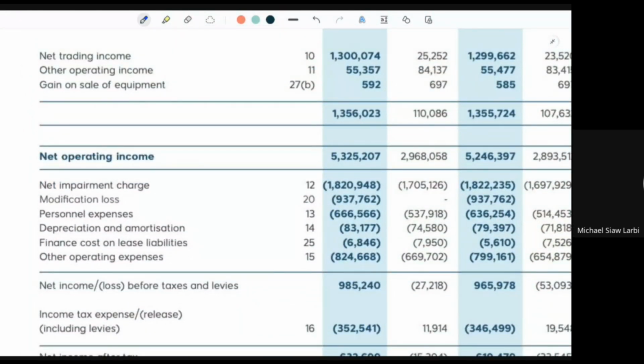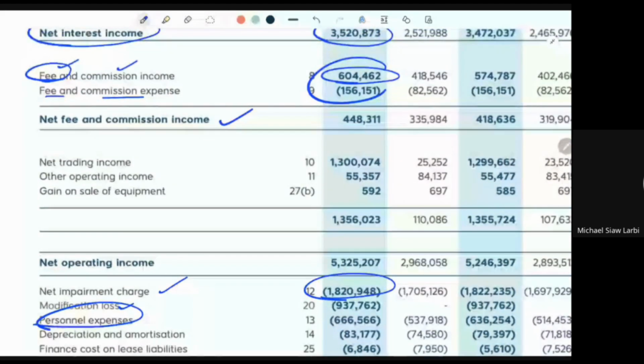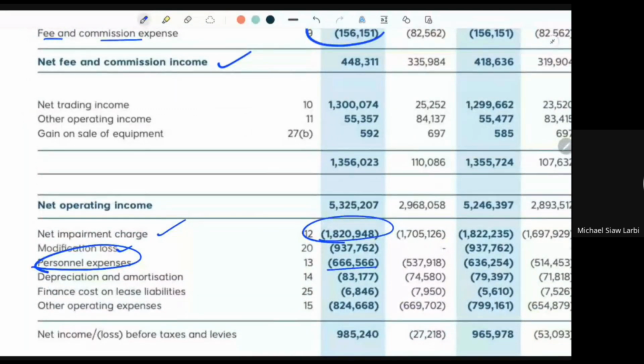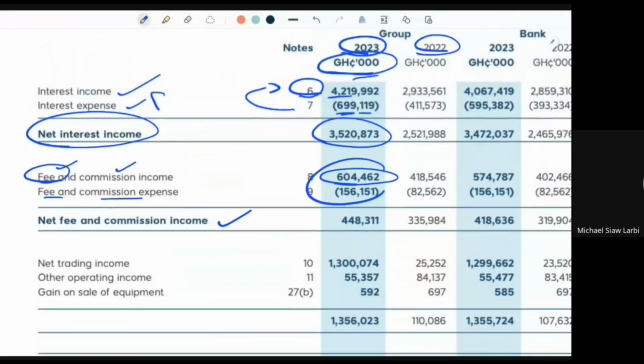Then banks have their own issues I will not bore you with, like what? Impairment charges. These are loans that have gone bad. So you can see we have a lot of money sitting here. Loans that will not be paid that they've written off. Modification loss is also there. Personnel expenses. They pay their employees over 600 million cedis as salaries during the year. So we can say EcoBank paid more than their total fee and commission income out as salaries.